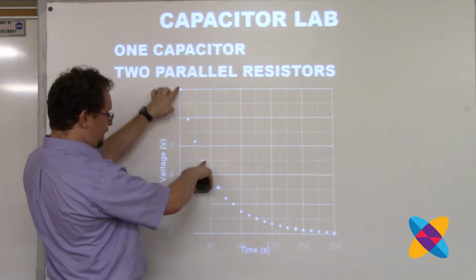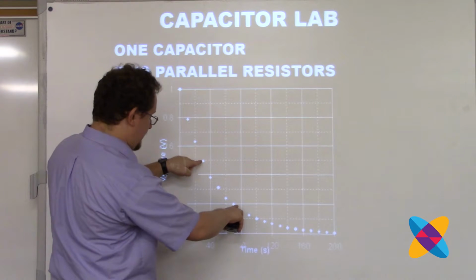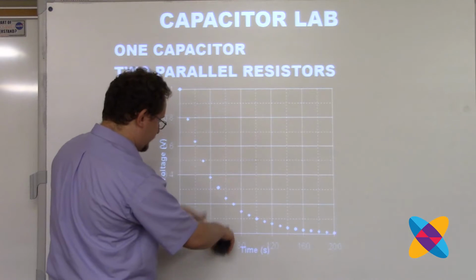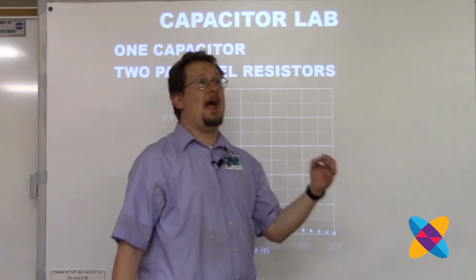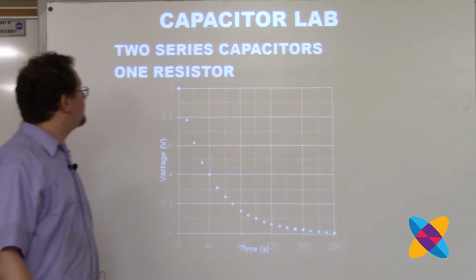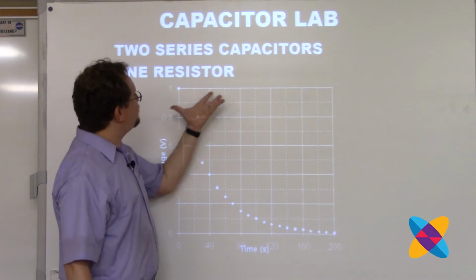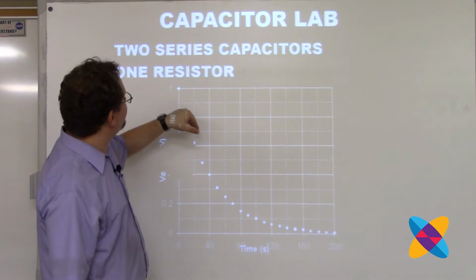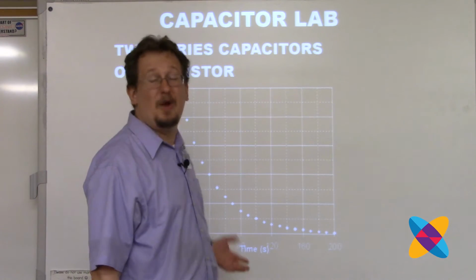Here's 0.5, and it took about 30 seconds to halve. And then from there to 60, that would be 0.5 to 0.25, halved again. 30 seconds to halve every time. So half the resistance, half the halving time. Okay, 2 series capacitors does the same thing as 2 parallel resistors. In other words, half the resistance is the same as half the capacitance, half the time to halve.